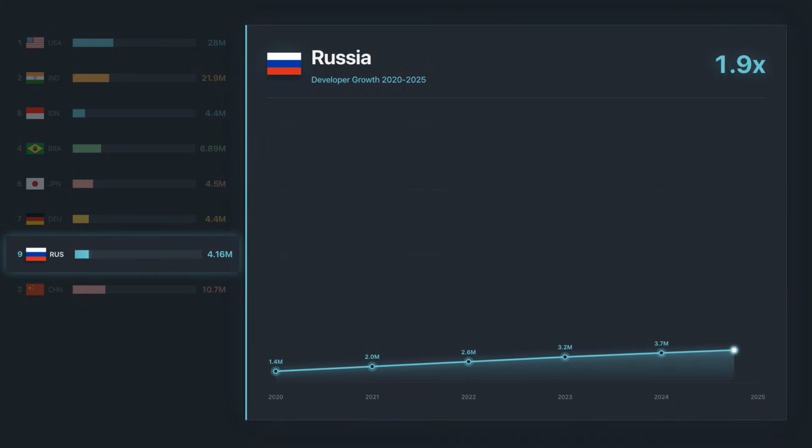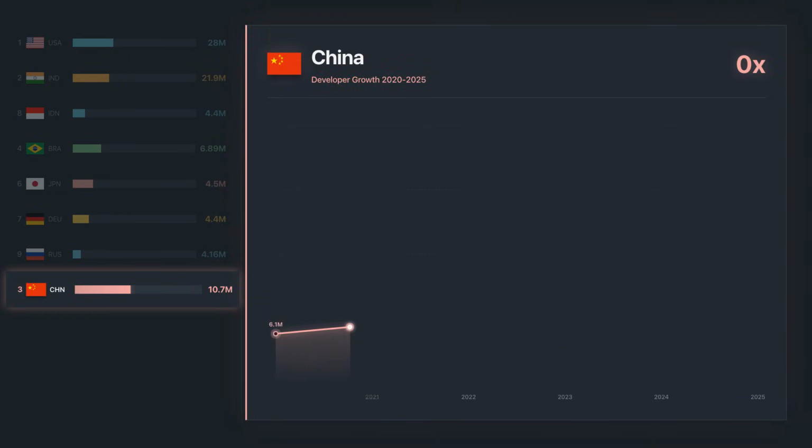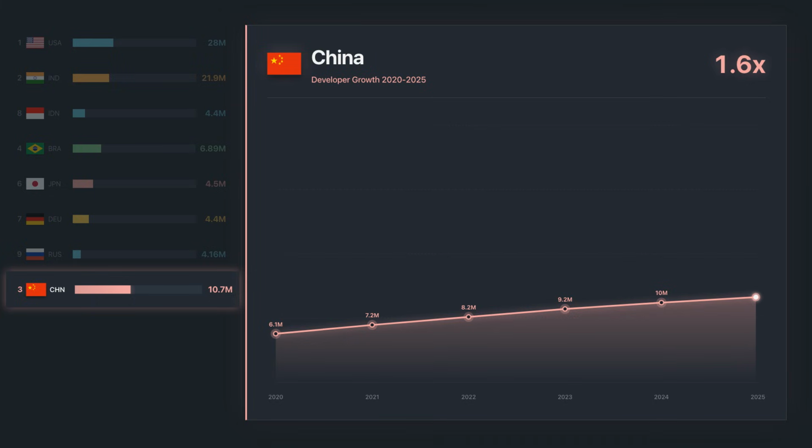Germany and Russia both tripled their developer counts. The one outlier is China. Despite having the world's largest population, China only grew 1.75 times, from 6.1 million to 10.7 million developers. Platform restrictions are clearly limiting growth. The pattern couldn't be clearer. The global developer population is surging everywhere except where platforms are restricted. Countries with young populations, expanding internet access, and open platforms are the ones reshaping the entire developer landscape.